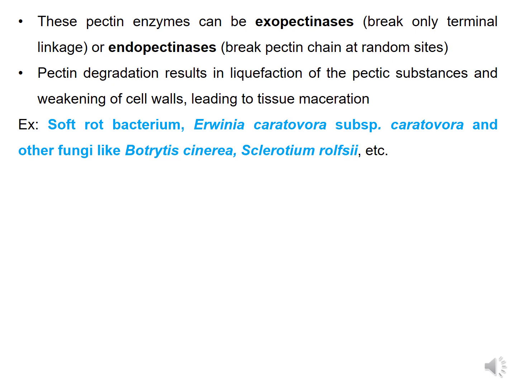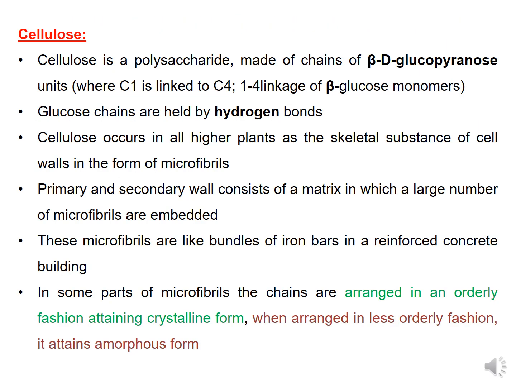So after pectin, coming to the cellulose. Up to now we learned about the cuticular wax, cuticle and pectin. Now coming to the cellulose. First we will learn what cellulose is, what are the different components making the cellulose, and what are the different enzymes required to break the cellulose.